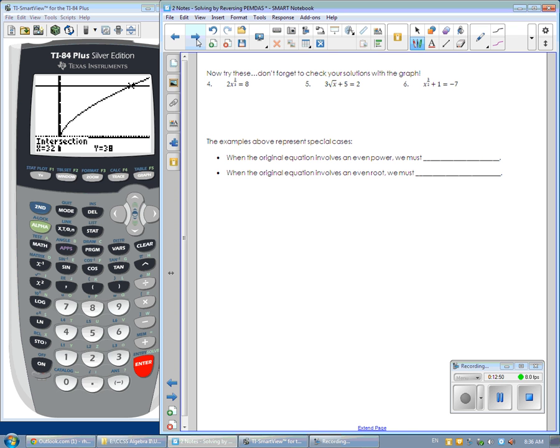It says when the original equation involves an even power, we must remember to do something. When the original equation involves an even root, we must remember to do something else. I want to see if you can figure out what goes in those blanks before I tell you. So again, go ahead and pause the video and work out these 3 problems.